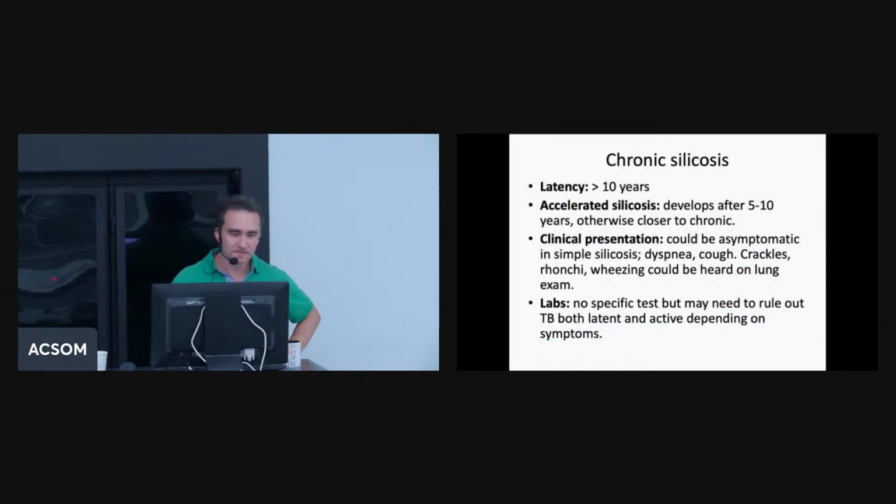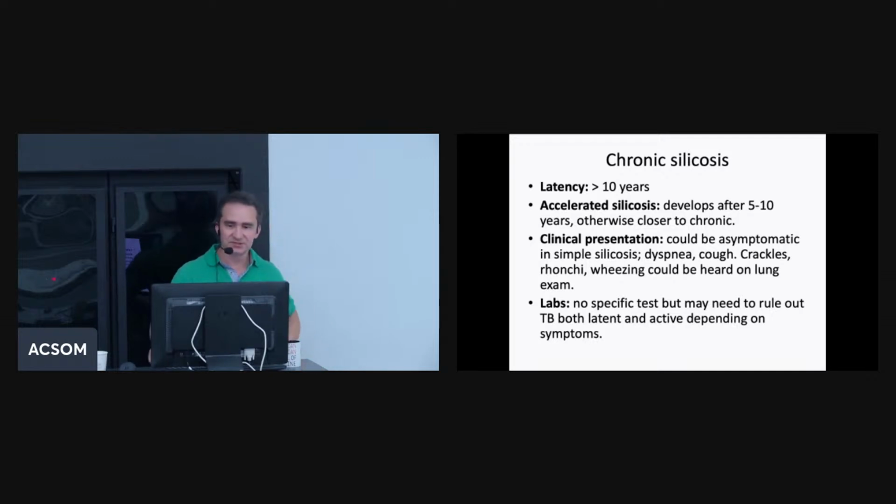Chronic silicosis, okay? So latency is longer. It usually takes 10, 20, sometimes 30 years after prolonged exposure. And then, as I mentioned, accelerated silicosis is close to chronic in terms of clinical presentation, but it happens 5 to 10 years after exposure. And chronic silicosis could be asymptomatic. If it's simple silicosis, you have a few nodules, but they may not necessarily cause symptoms, and you may find them if you do an X-ray for something else.